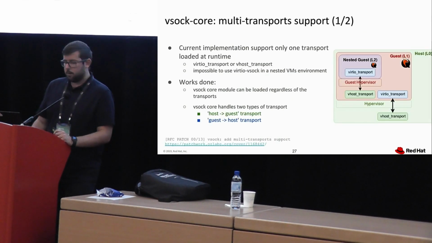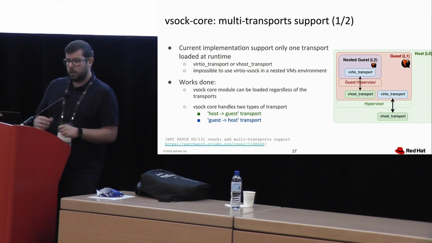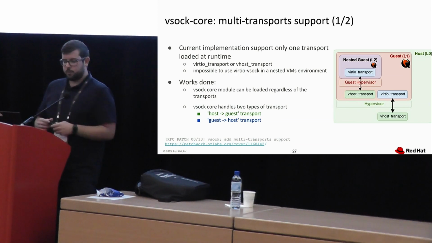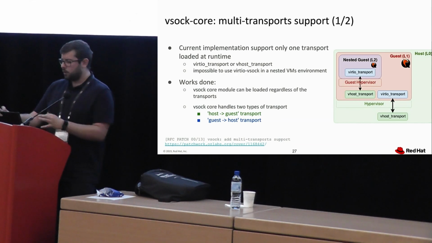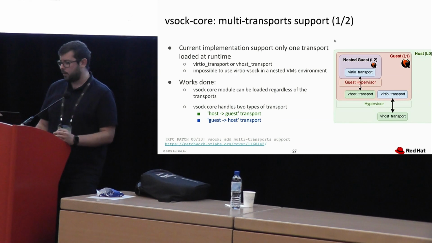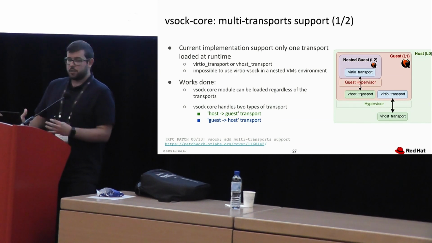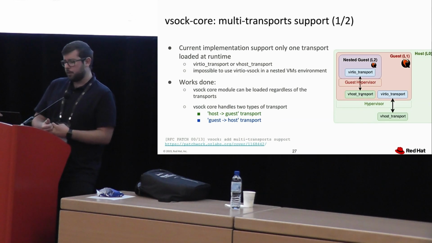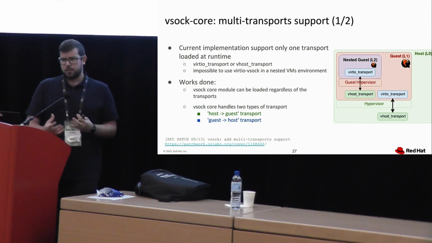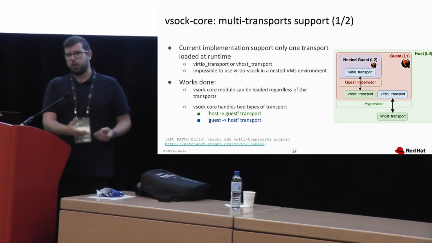About the nested VMs, the problem that we have now is that the current implementation allows only one transport module loaded at runtime. So in a nested VM environment, we can't load the virtio transport and the vhost transport together. For this reason, we need multi-transport support. I already sent some patches upstream. I'm still working on it.